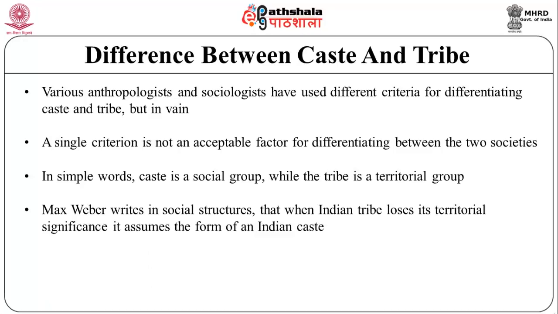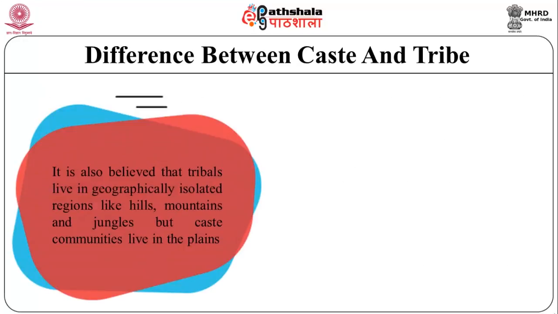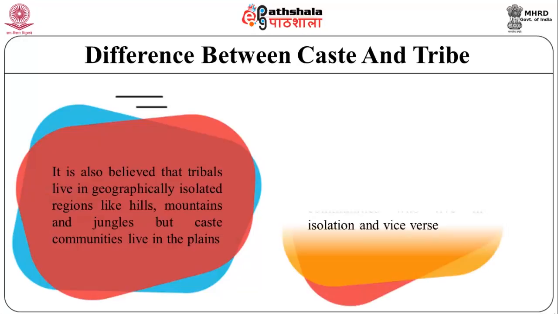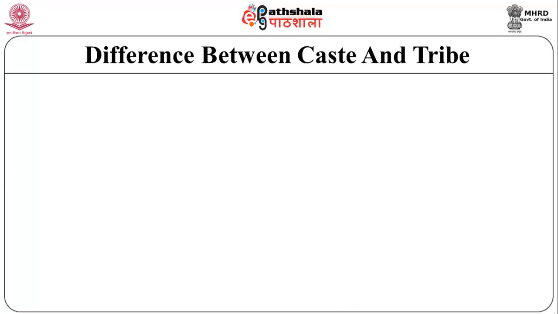Max Weber writes in Social Structures that when an Indian tribe loses its territorial significance, it assumes the form of an Indian caste. The tribe occupies a well-defined area, while the members of a caste may be scattered all over the country. It is also believed that tribals live in geographically isolated regions like the hills, mountains, and jungles, but caste communities live in the plains. But this is not acceptable, as there are also many caste communities who live in isolation and vice versa.